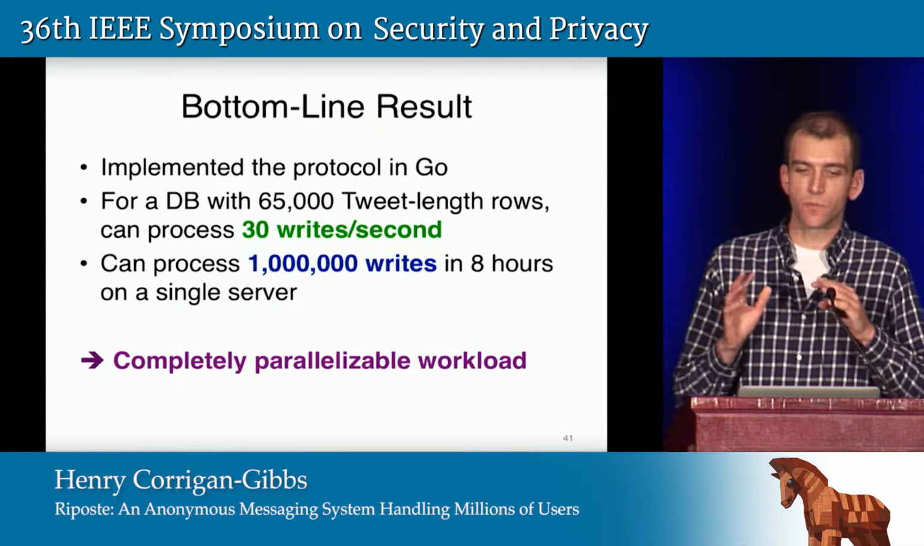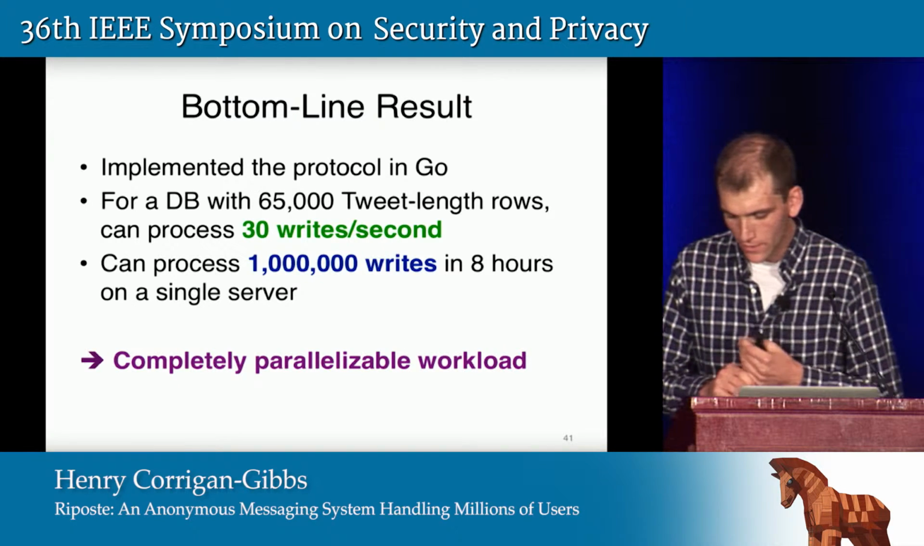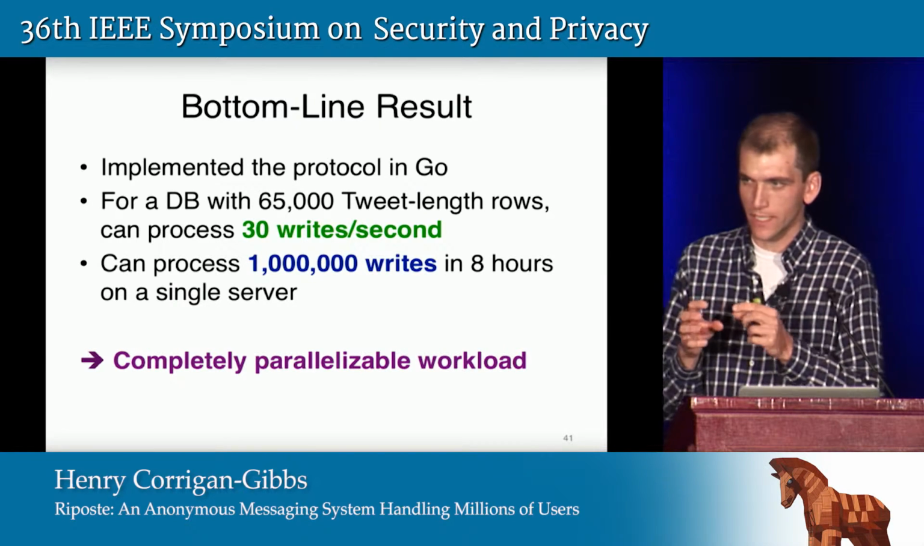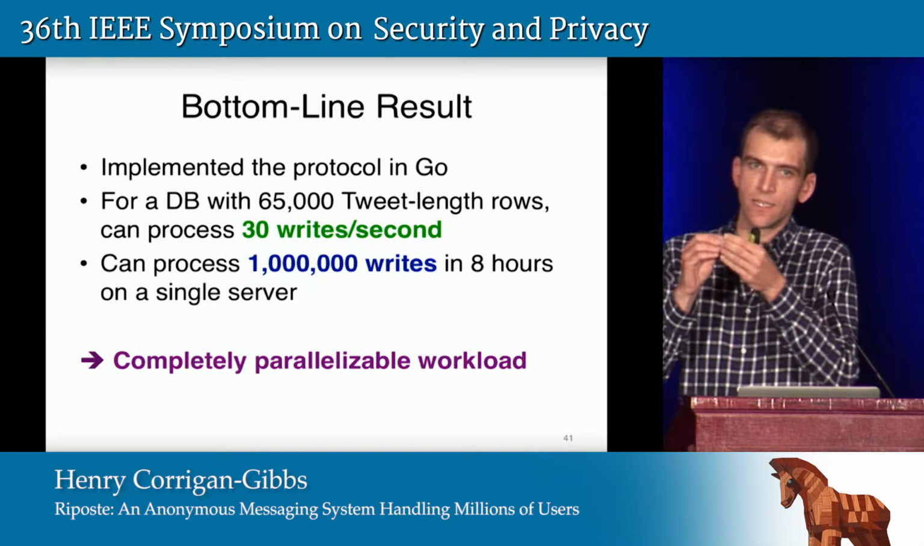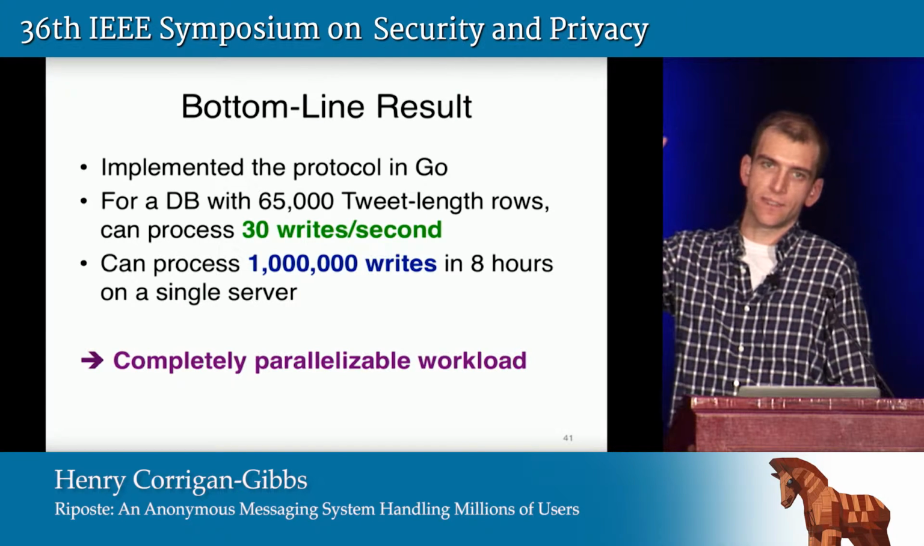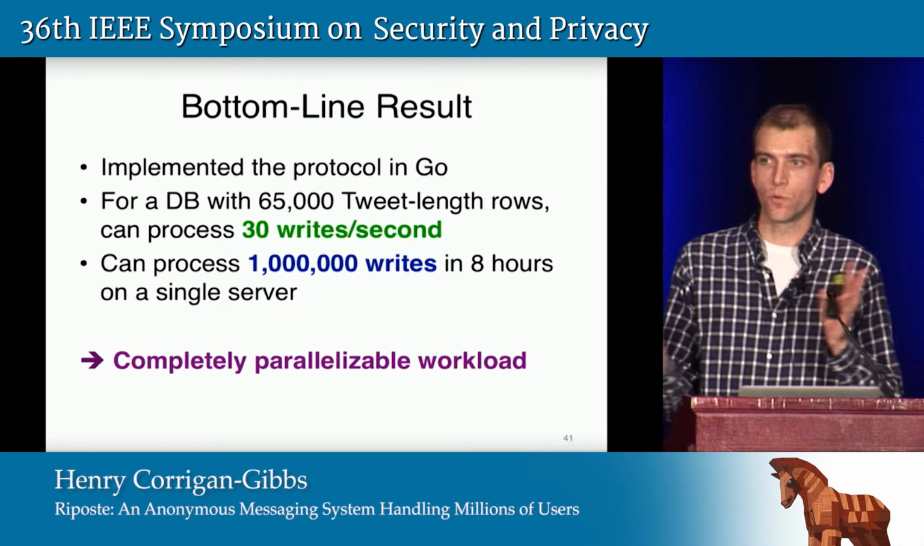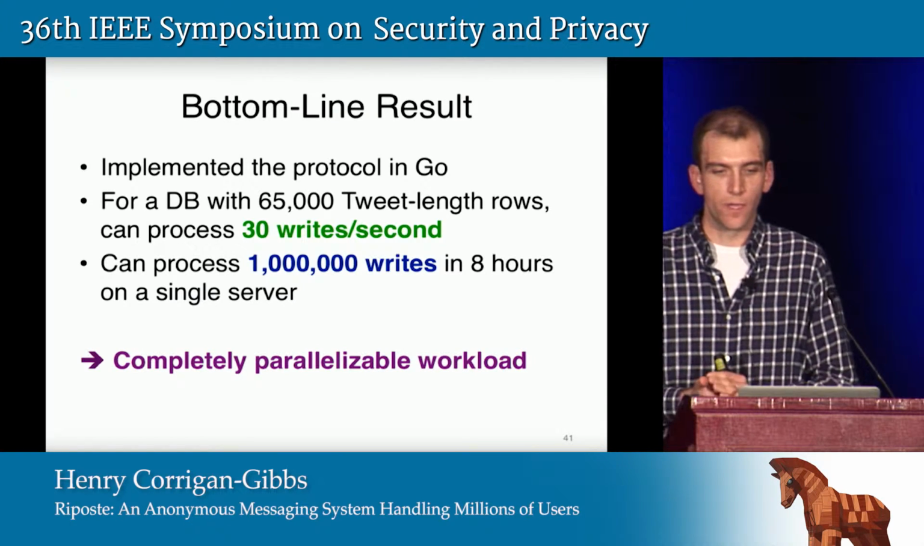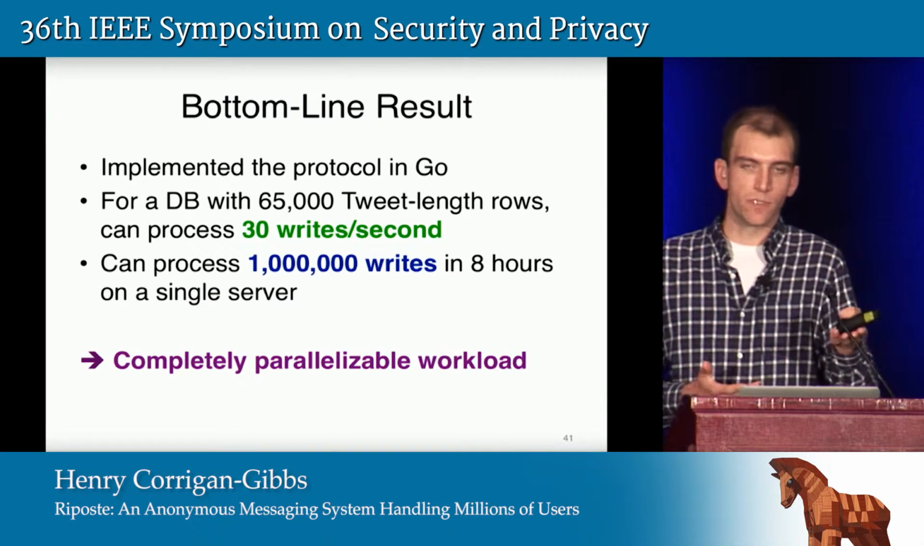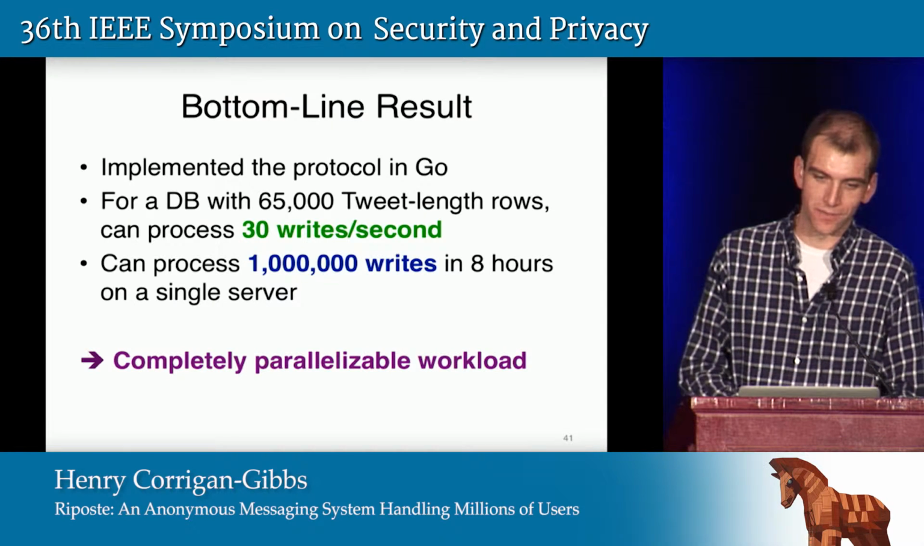And this workload is completely parallelizable. And the reason for that is just because what the servers are doing is they're taking these DPF keys, stretching them out to the size of the database, and then adding them into their state. And you can do that operation in parallel on as many cores as you have at the same time. So if you want to triple these performance numbers, you just add 3 servers is an easy way to do that.